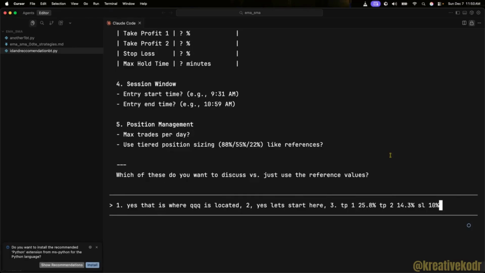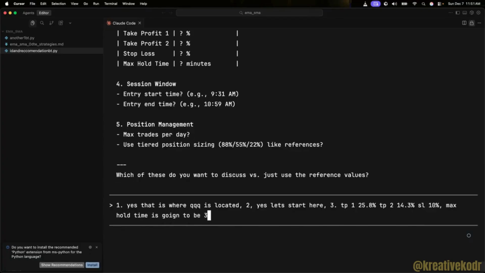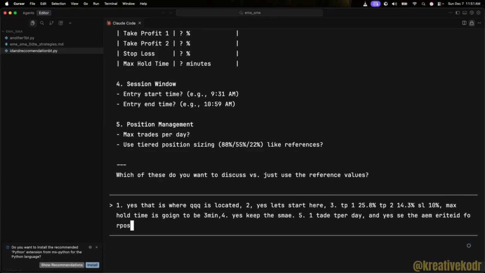So stop loss is going to be 10%, and then our maximum hold time is going to be 3 minutes. So we have 3 minutes to either take profit, or if it's stop loss, get me out, or if we're just after 3 minutes, get me out at market price. And then session. The strategy is only going to trade between 9:31 a.m. and 10:58. Yes, keep the same. 1 trade per day, and yes, use the same tiered position sizing.